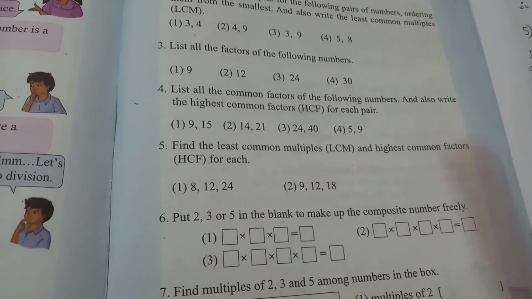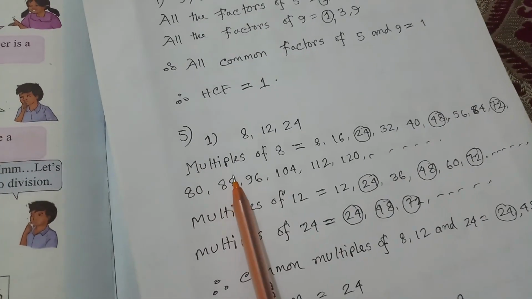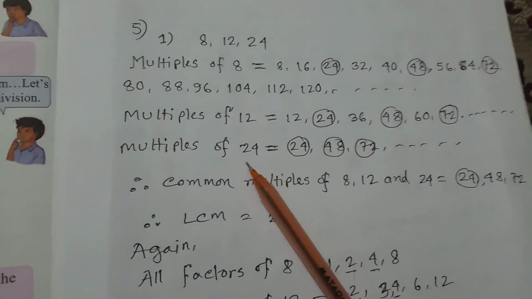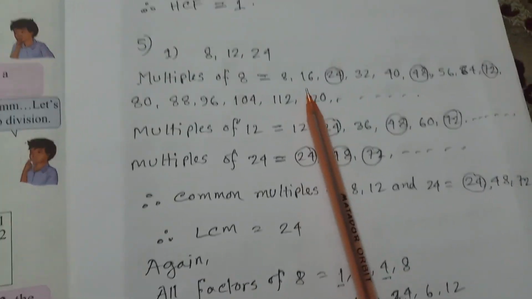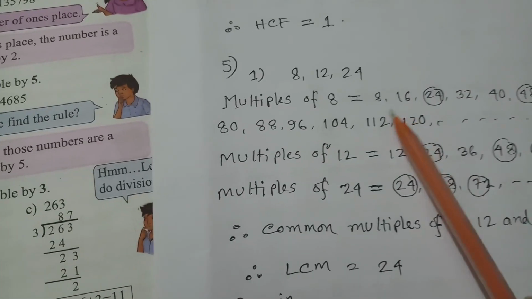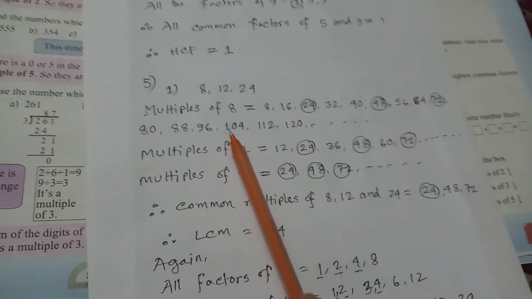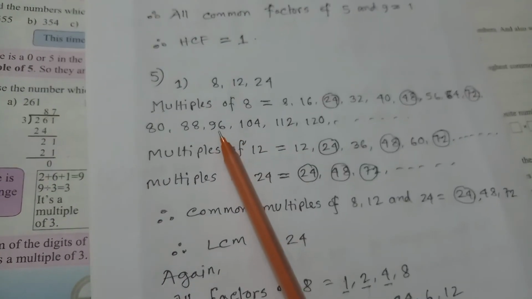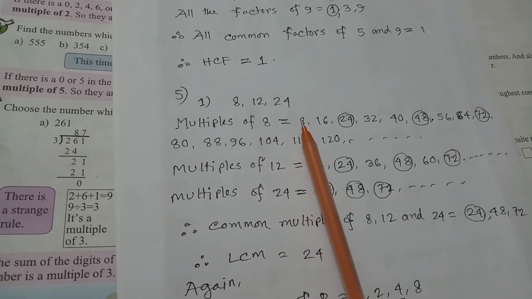Okay, number one. Before, we found LCM and HCF separately. Now for these three numbers you have to find LCM and HCF. At first, LCM for the numbers 8, 12 and 24. So you have to find the multiples of 8, 12 and 24.